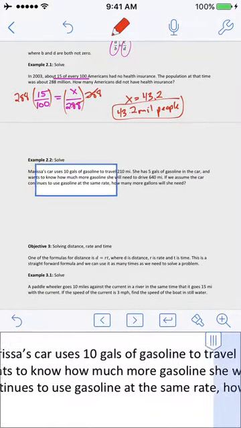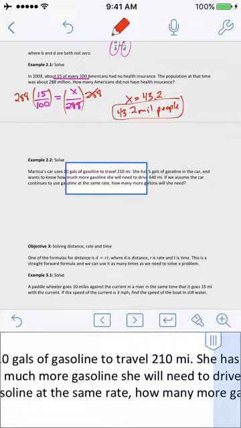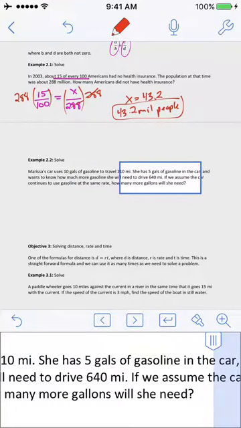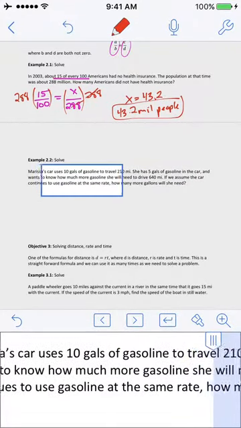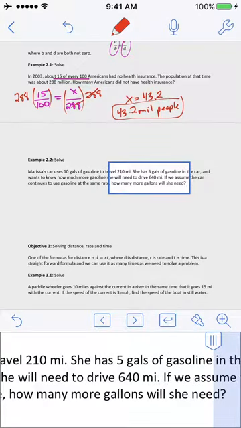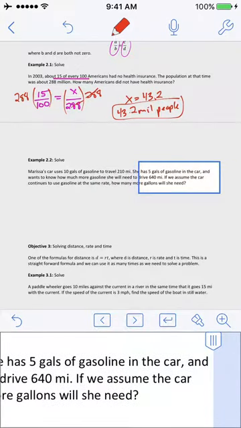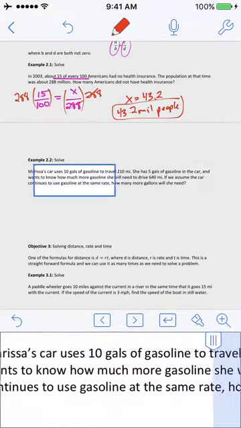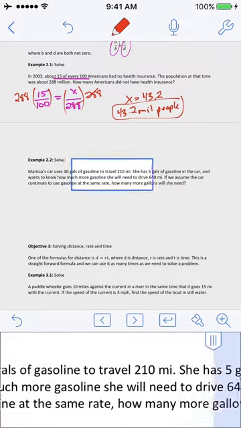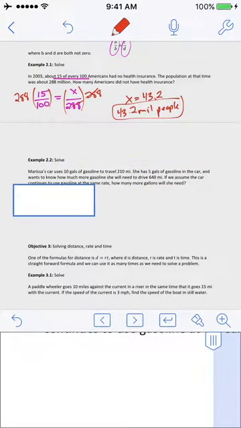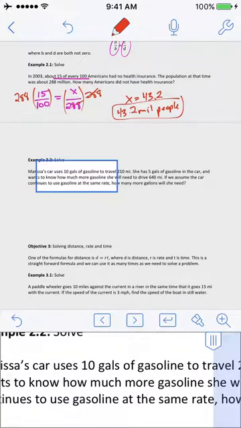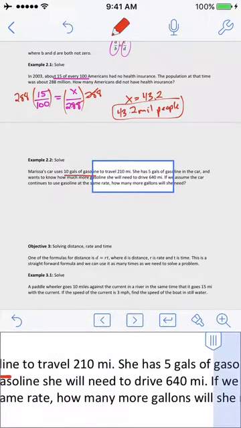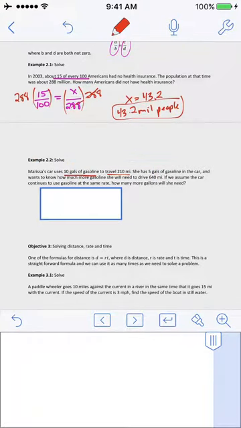Marissa's car uses 10 gallons of gas to travel 210 miles. She has 5 gallons of gas in her car and wants to know how much more gas she will need to drive 640 miles. If we assume the car continues to use gas at the same constant rate, how many more gallons will she need? Well, let's see. We've got one proportion here, 10 gallons of gas for 210 miles. So we can do gallons per mile.